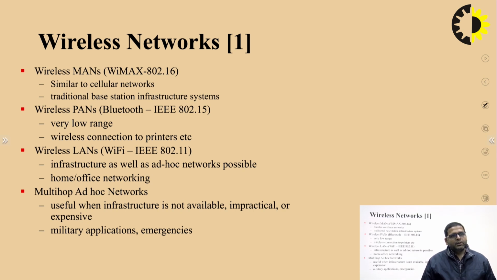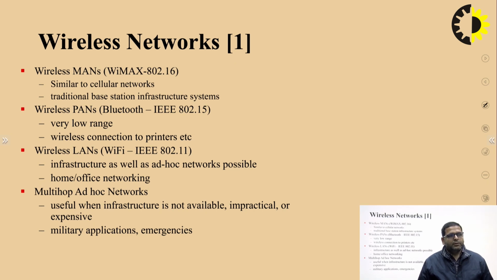The next classification of wireless network is wireless personal area networks, for example Bluetooth, which is based on the IEEE 802.15 standard. Bluetooth has limitations like very low range, and wireless connection to a printer, etc. are applications of Bluetooth technology. Also, we can use Bluetooth technology in our mobile devices for transferring very small data.